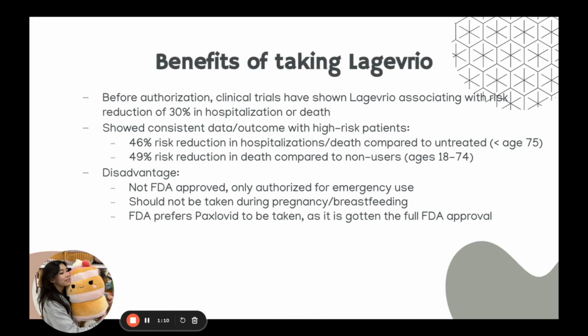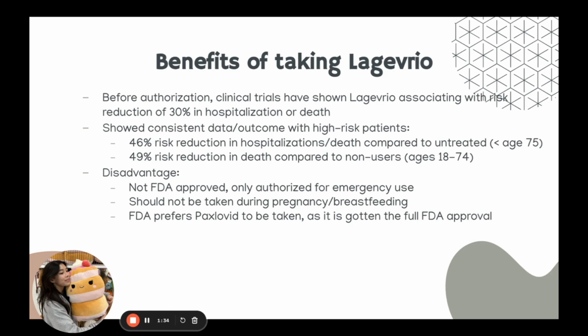So what are the benefits of taking this medication? Clinical trials have shown that Lagevrio is associated with a risk reduction of 30% in hospitalizations or death. It has shown consistent data with high-risk patients, high-risk patients being those who are ages 65 and older or those who have immunocompromising diseases.